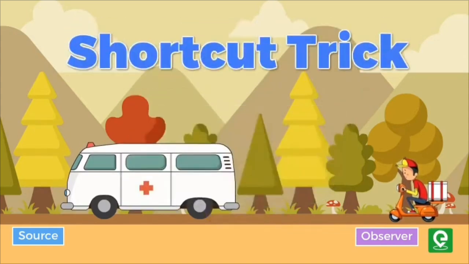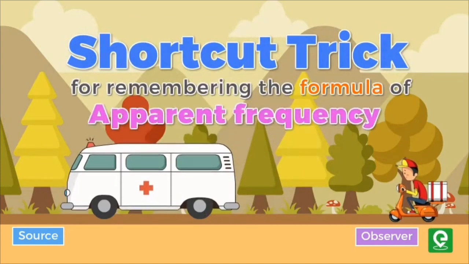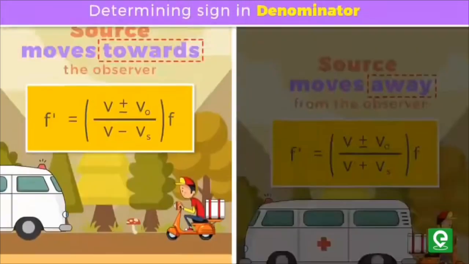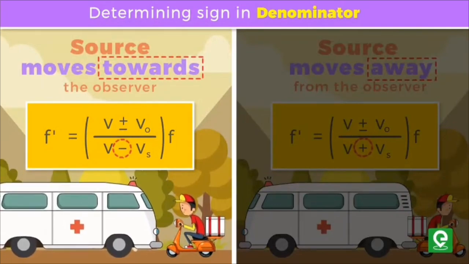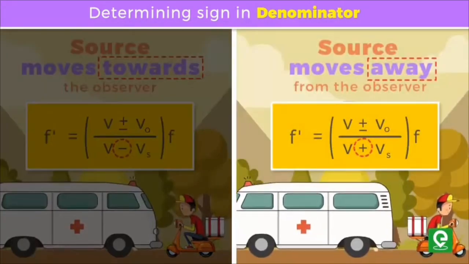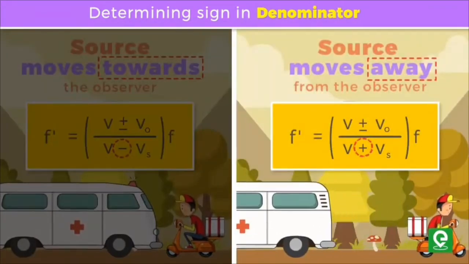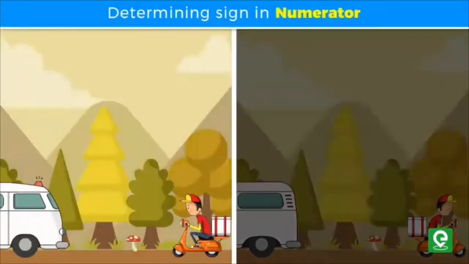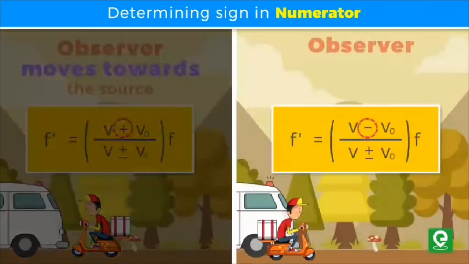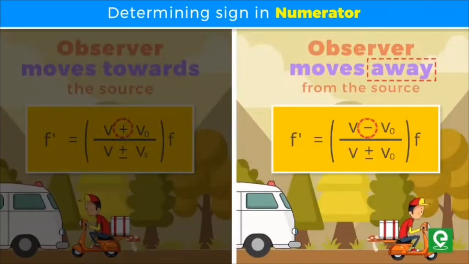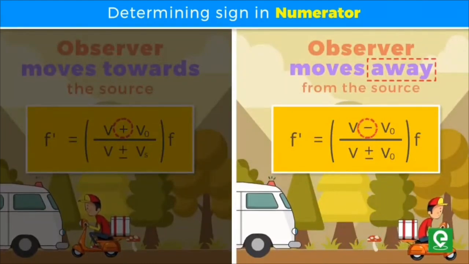Let's understand a shortcut trick for remembering the formula of apparent frequency. Whenever the source moves towards the observer, do subtraction in the denominator, and if the source moves away from the observer, then use addition in the denominator. And whenever the observer moves towards the source, do addition in the numerator, and if the observer moves away from the source, then do subtraction in the numerator.